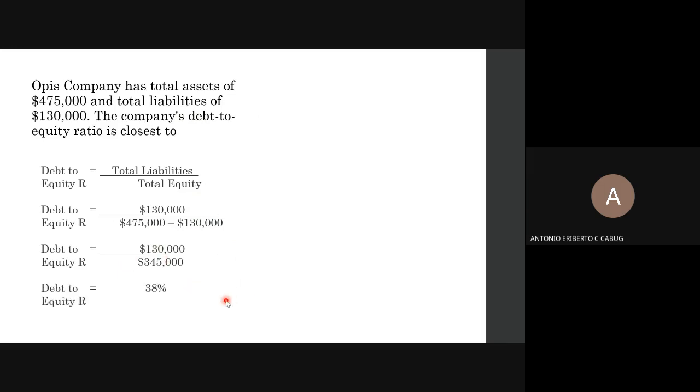So debt to equity ratio ang hinahanap, ha? Debt to equity ratio. So that's total liab to total equity. So the total liab is 130,000. Your equity is the difference between asset and liab. So this is 130 over 345K. You will have 38%. The debt to equity ratio is very good, 0.38. Nakuha naman ng lahat ha, 0.38 yung debt to equity ratio.